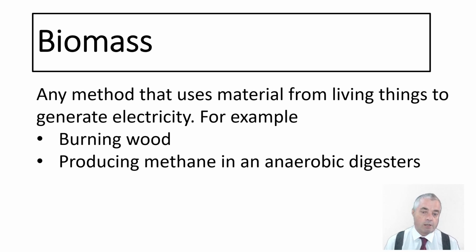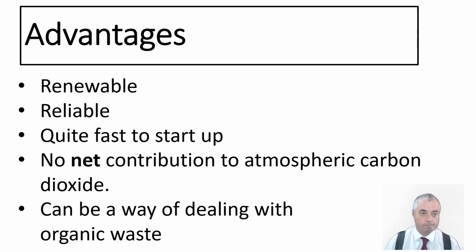Anaerobic digesters are places where you let things decompose without any air. That's what anaerobic means, without any oxygen. And when you do that, one of the things that's produced is methane, and you can burn it. Methane is basically what's in natural gas, so you can burn it and use it in the same way as natural gas. So that's biomass.